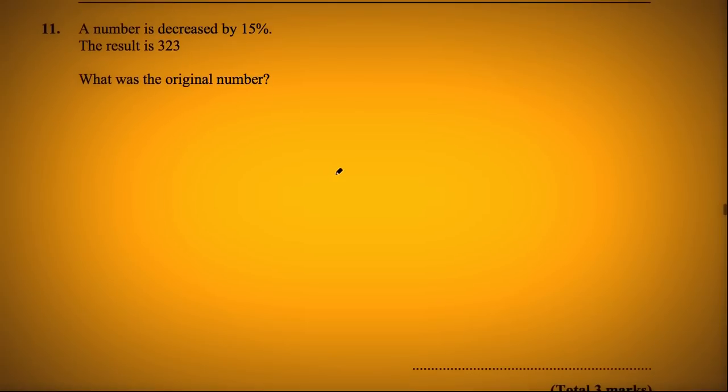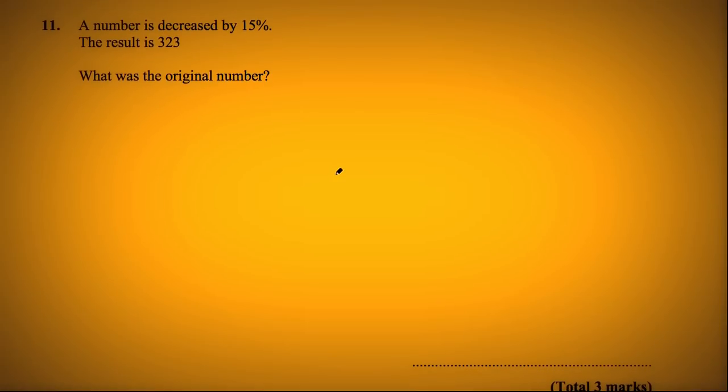A number is decreased by 15%. The result is 323. What was the original number? This is the same type of question as the price after a sale. It's an inverse percentages question, working backwards, or reverse percentages. So my number decreased by 15%. 100 minus 15 is 85.